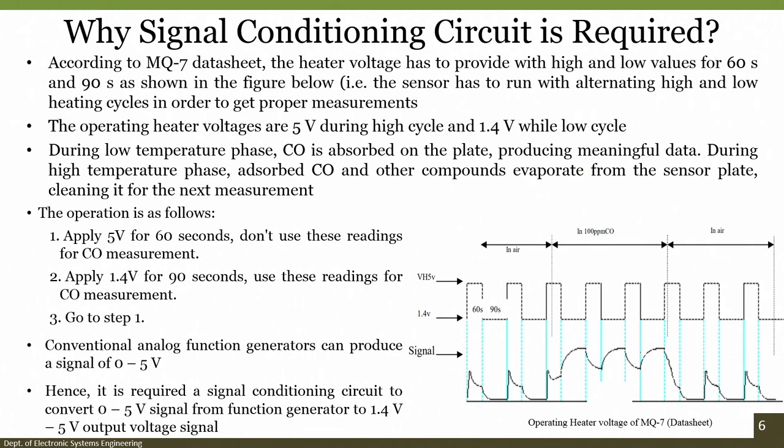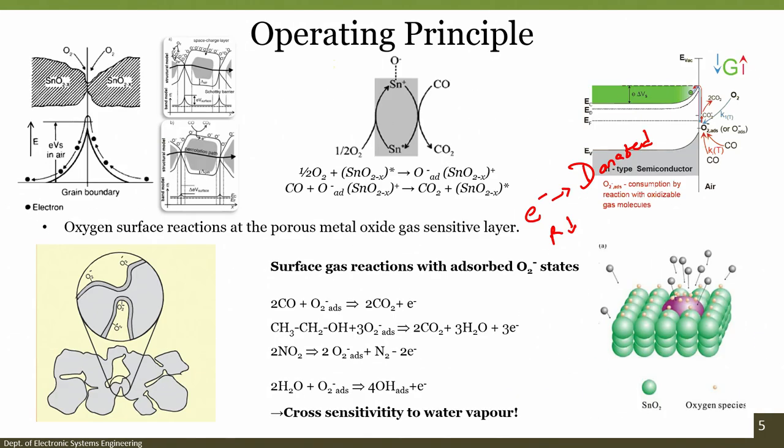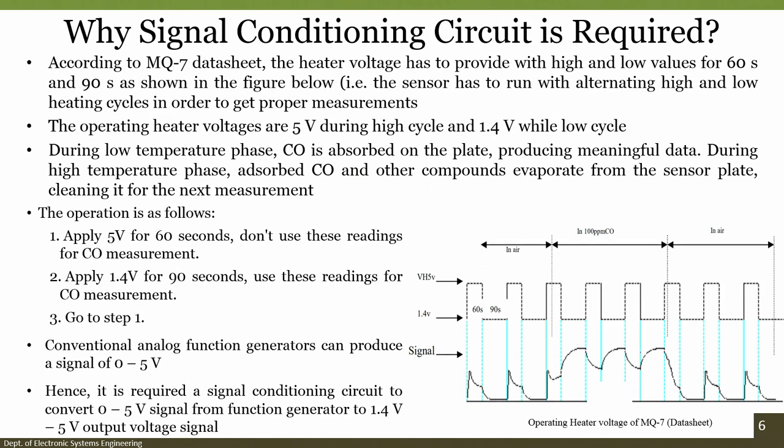Now, we need to know why we have to use a signal conditioning circuit if we have such kind of sensors, right. And then I will show you one example, where I will show how the process flow for fabricating such kind of sensor can be designed, alright. So that in your laboratory, you know whether you can design such kind of sensors as well or not. So, if I see why signal conditioning circuit is required, then first, we are talking about MQ7, and MQ7 stands for gas sensor. If you see the MQ7 gas sensor data sheet, the heater voltage has to be provided with high and low values for 60 seconds and 90 seconds as shown in the figure below.